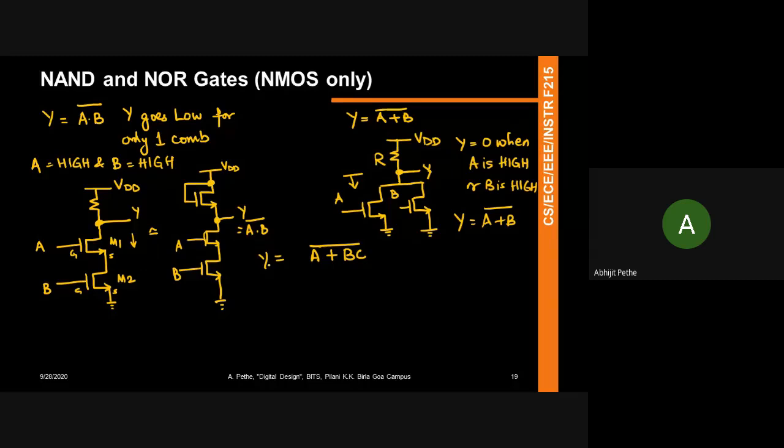So Abhin, for now, use the resistor. I'll talk about that later. Use a resistor right now and tell me how you implement an A plus BC whole under the bar.